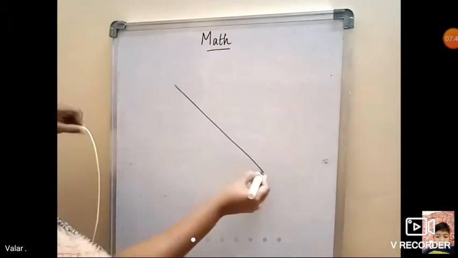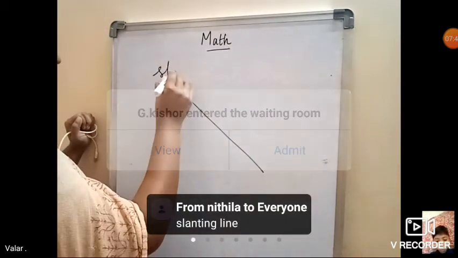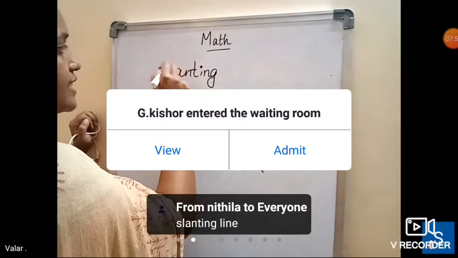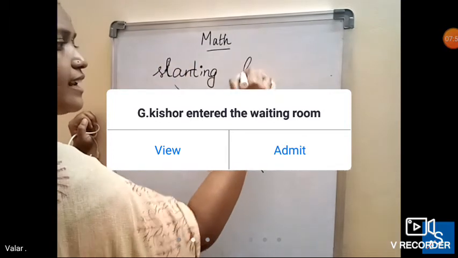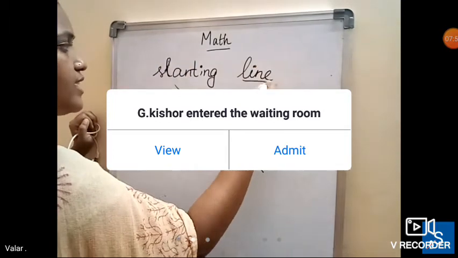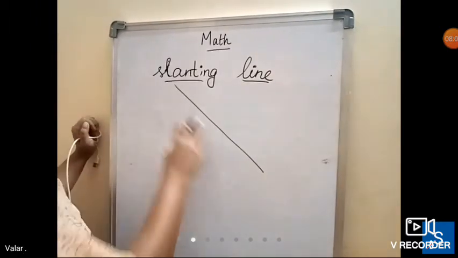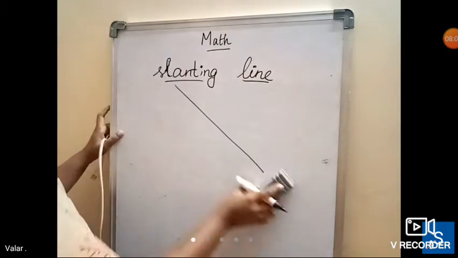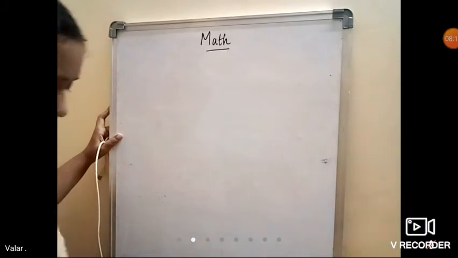The line is like this. This is called what? Slanting line. S-L-A-N-T-I-N-G. Slanting line. If the line is like this, it is called a slanting line. Okay, next. Next, just listen.